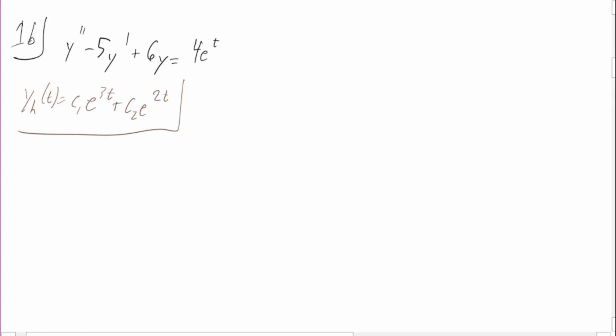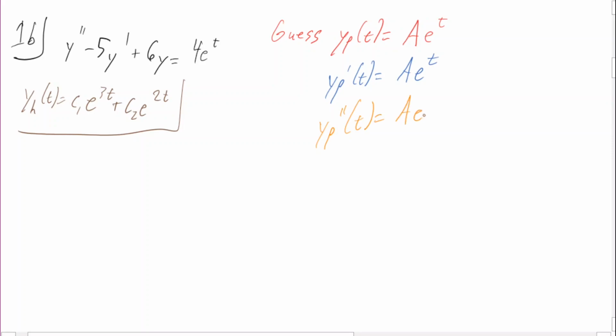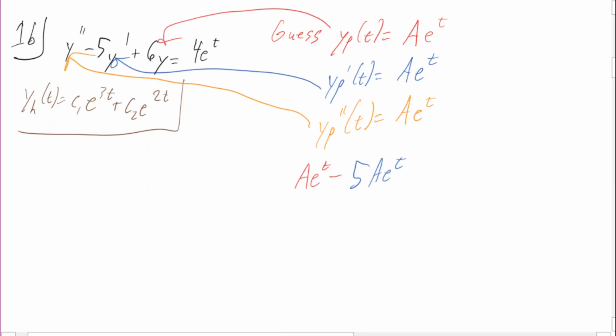So we have y'' - 5y' + 6y, which is the homogeneous part, and it's the same as last time, but the non-homogeneous part is going to be 4e^t this time. So we have the same solution to the homogeneous part, and then this time we're going to guess our solution is going to be ae^t, because we want it to look like 4e^t, but maybe with a different coefficient. So just like the last example, we take the derivatives and then plug them back into the differential equation, and then we get an equation which allows us to solve for a.